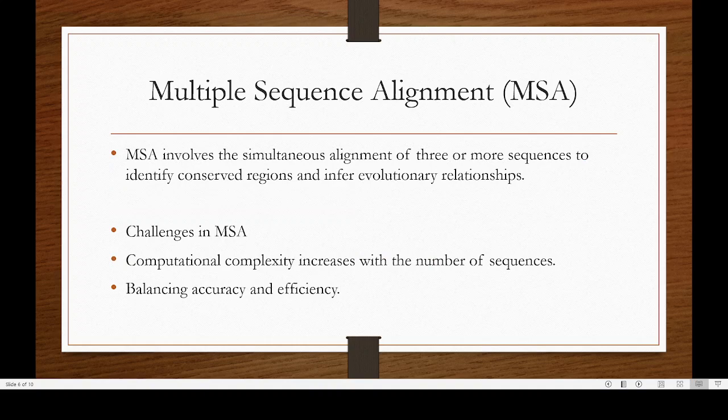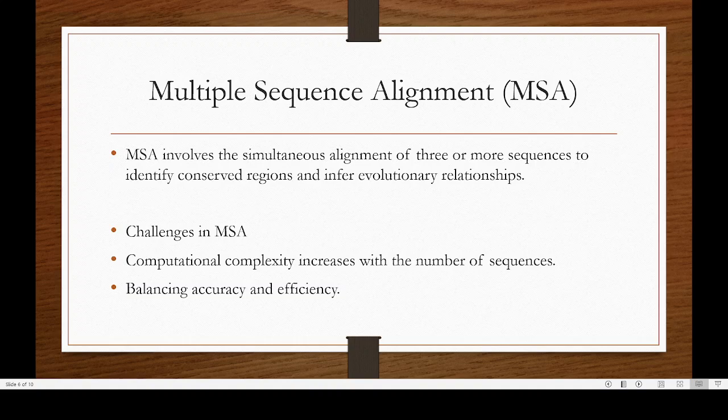Then multiple sequence alignment involves aligning 3 or more sequences. If only 2 sequences are there, we call it pairwise alignment. If more than 2 sequences are there, we call it multiple sequence alignment, and we will be finding out the regions of similarity or conserved regions. Conserved simply means permanent; they do not have any change in an evolutionary process.